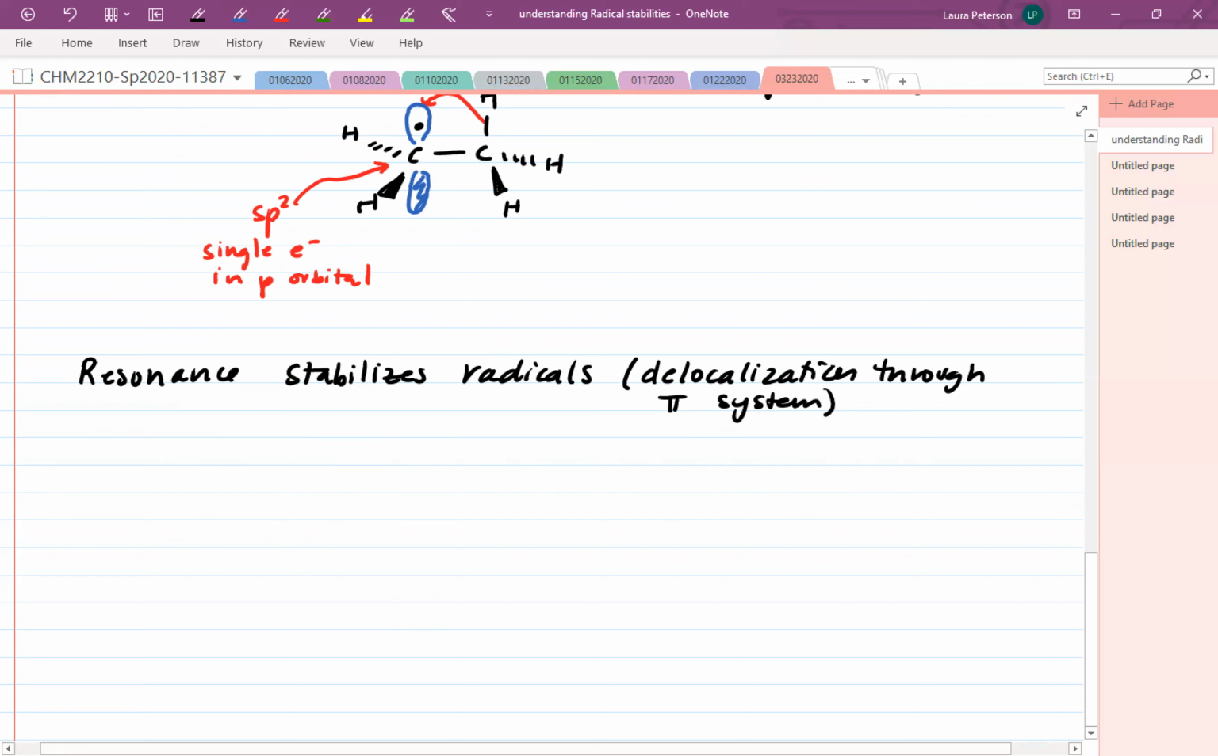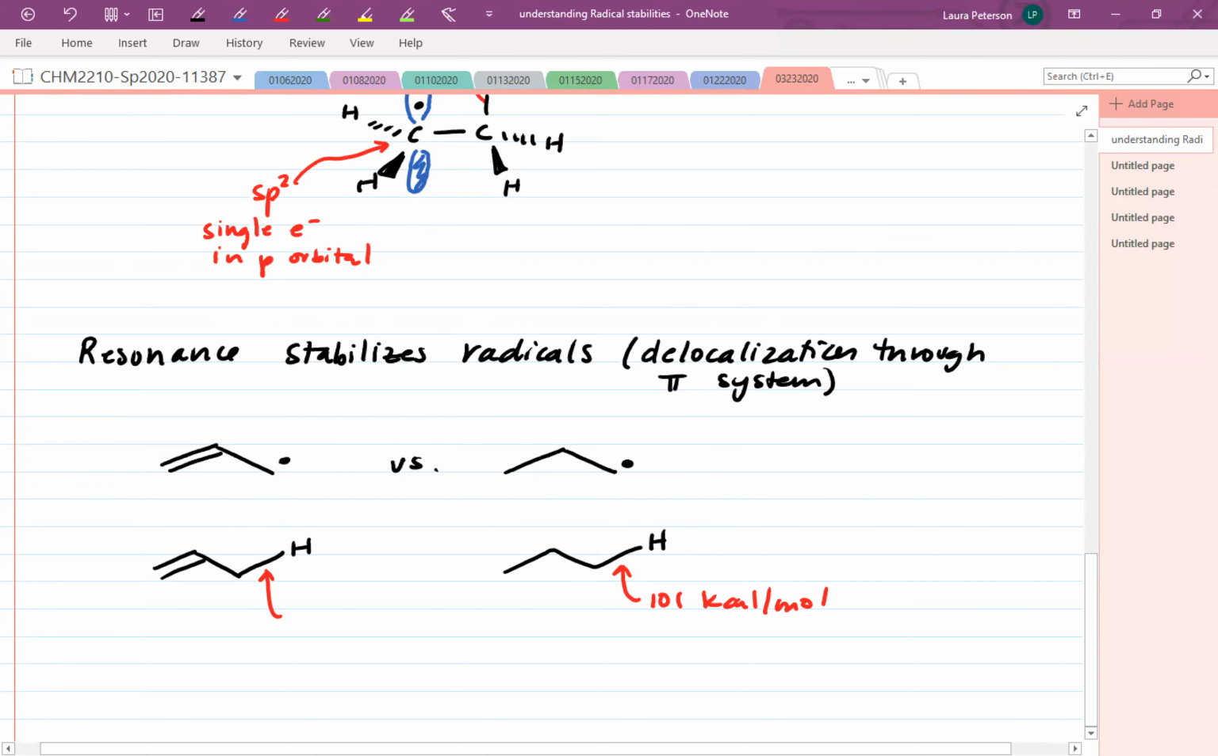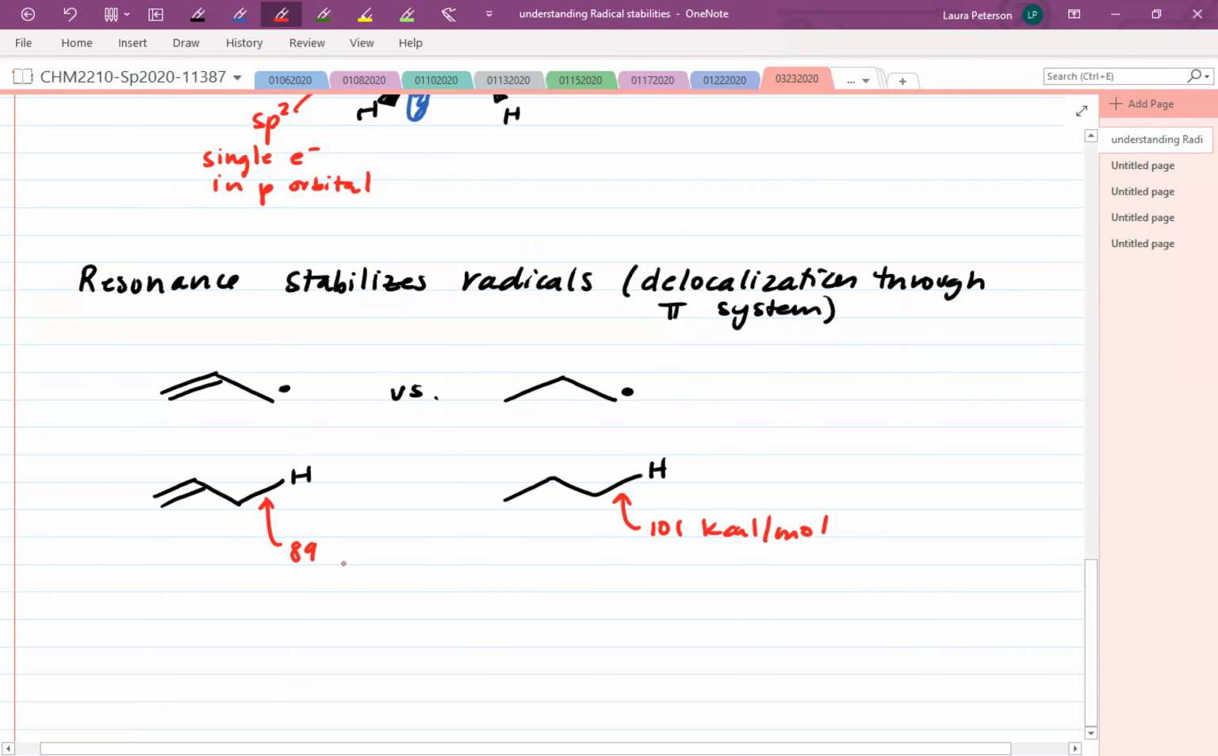Okay, so let's go ahead and compare this radical to this radical. So how could I compare these two radical stabilities? Well, I would need the BDEs for the corresponding carbon-hydrogen bonds that would make that radical. So we could look up the bond dissociation enthalpy for a primary carbon-hydrogen bond, and that's something like 101 kcal per mole. Then I'll go into the table at the back of the textbook and look it up for an allylic carbon-hydrogen bond, and we would see it to be 89 kcal per mole.